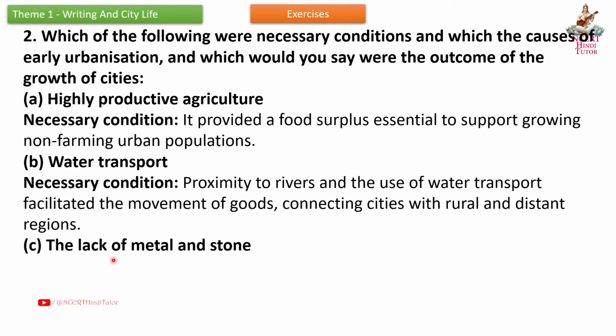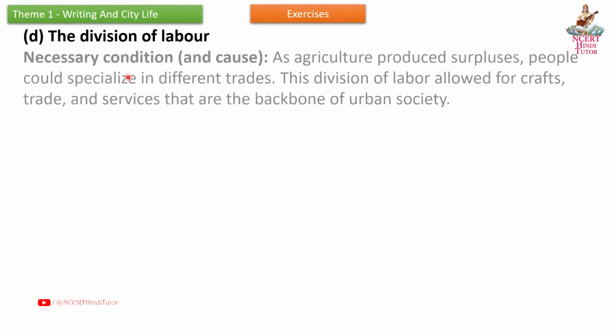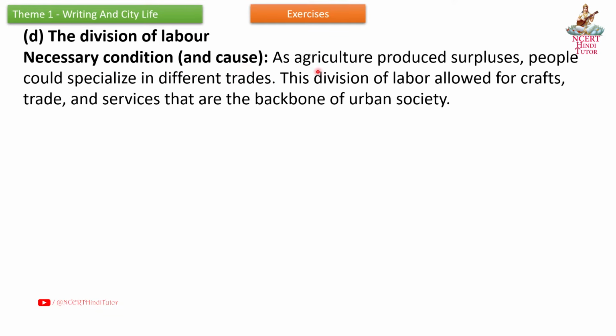C. The lack of metal and stone: cause. Because local resources were not abundant, people's need to exchange surplus agricultural produce for these materials spurred trade, increased extra-regional contacts, and indirectly encouraged urban development. D. The division of labor: necessary condition and cause. As agriculture produced surpluses, people could specialize in different trades. This division of labor allowed for crafts, trade, and services that are the backbone of urban society.